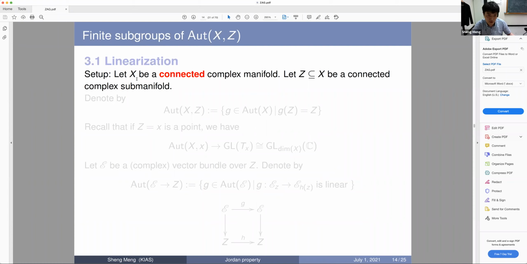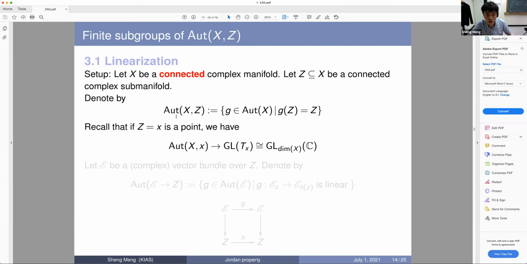So the setup: let X be a connected complex manifold, and let Z contained in X be a connected complex submanifold. We denote by Aut(X,Z) the subgroup of Aut(X) which preserves this submanifold. And then we recall our previous lemma. If Z is a point, then we have that Aut(X,x) has an embedding into the GL of the tangent space at x, which we know is Jordan, and clearly this group is Jordan.